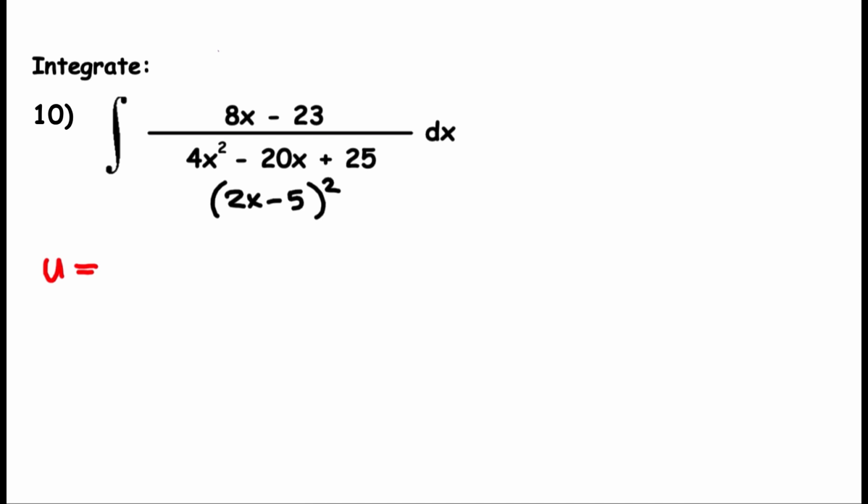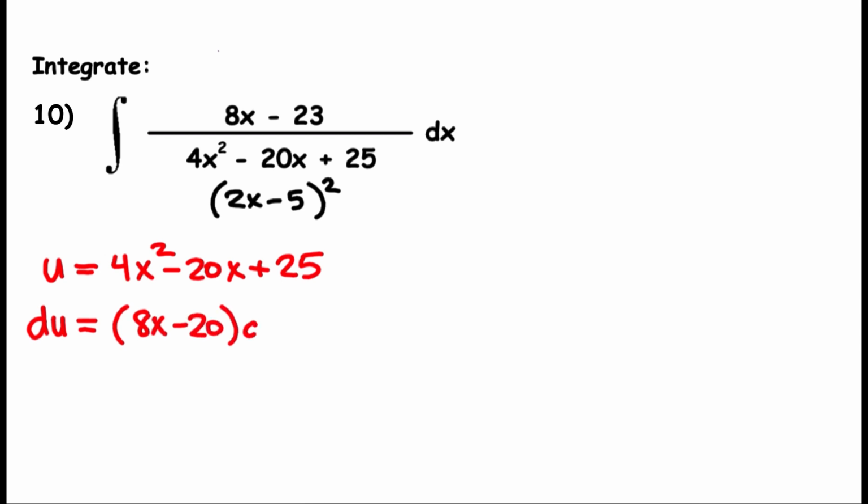I'm going to make the u the denominator, the pre-factored denominator, if you will. du is going to become 8x minus 20 dx. Oh, but that's an 8x minus 23. Too bad it's not a 20.